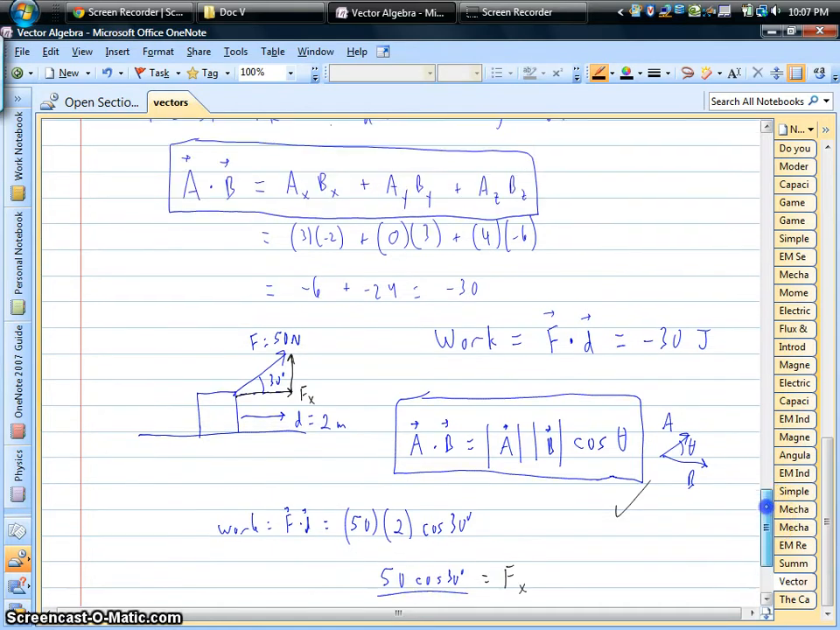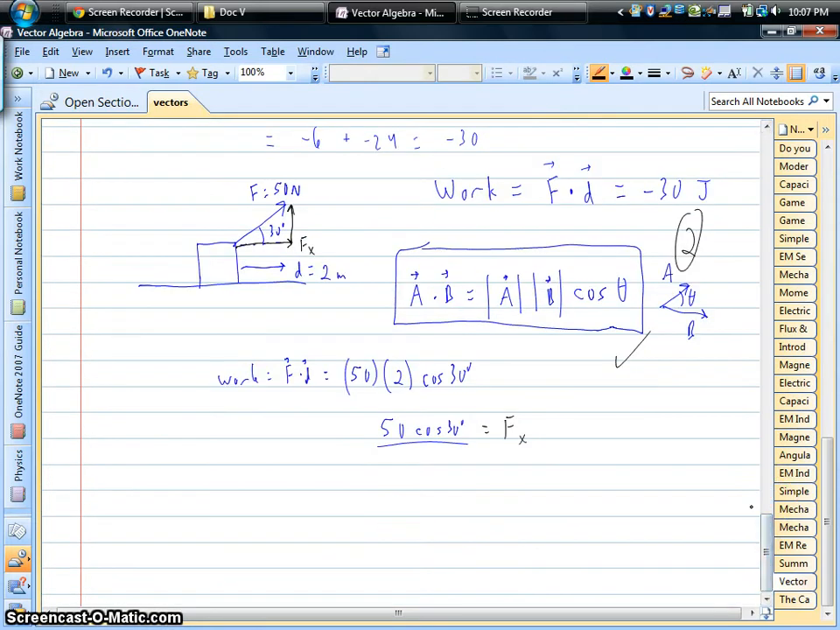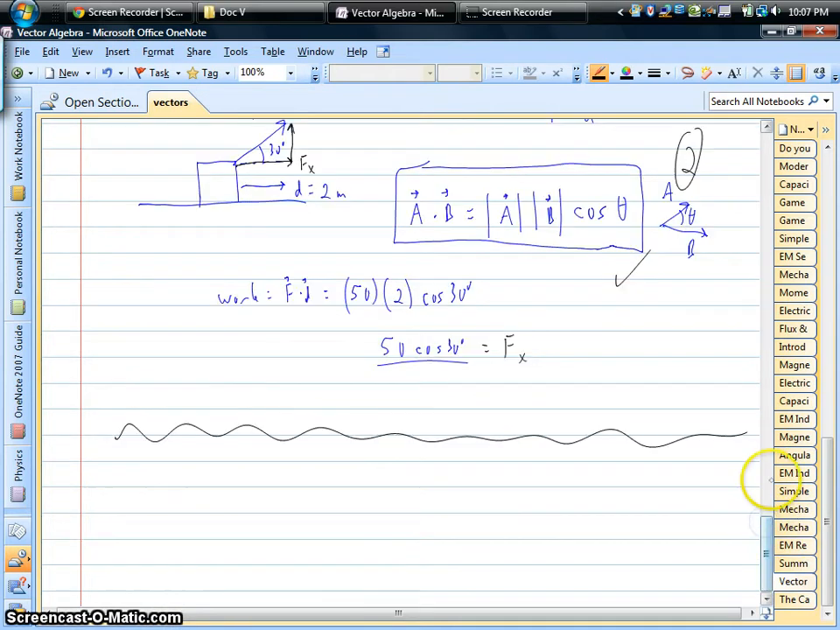Okay, so we've got two ways of doing dot products. The second way that I have here is what you'll use most of the time. Work, in our case, in mechanics at least, is the primary example that we have for dot products. Let's just go ahead and get to the trickier of the two, and that's going to be the cross product.